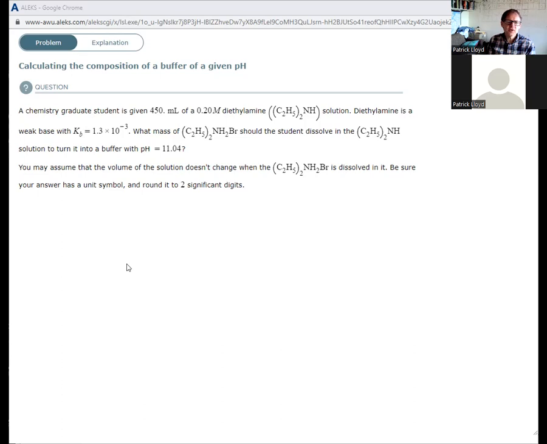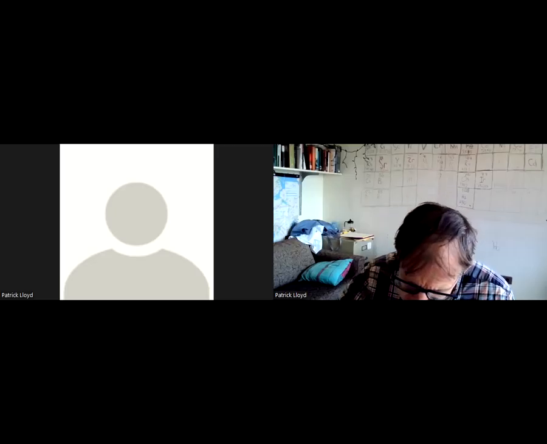So we're going to calculate the mass. Calculate the mass. What mass should the student dissolve? That would be a mass in grams, okay? So let me show you how we're going to go about this. I'm going to distill down some of the information into something that's a little bit more useful, okay?